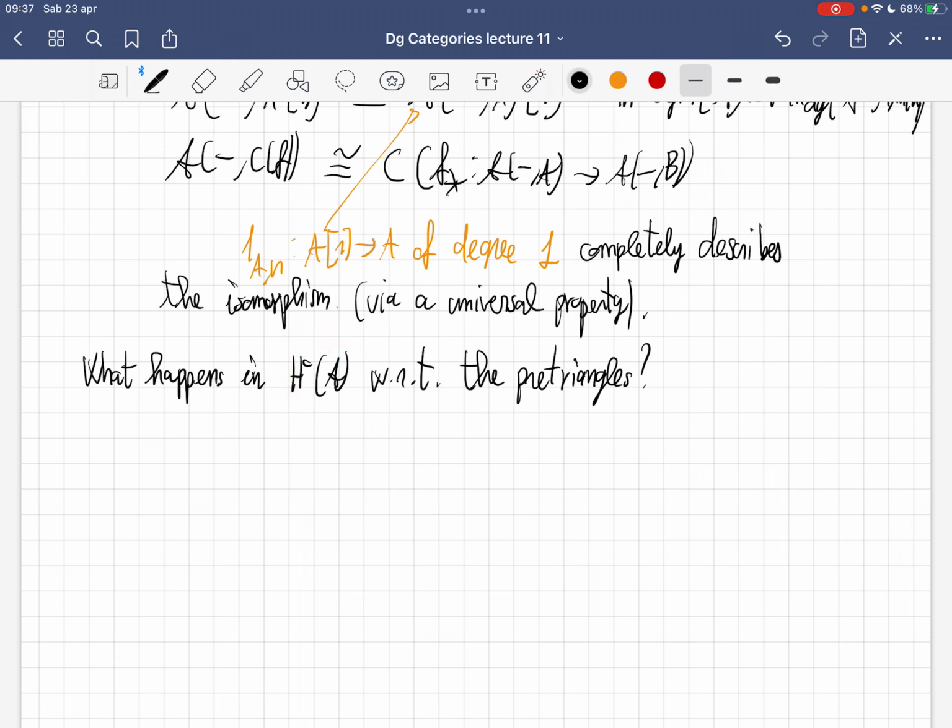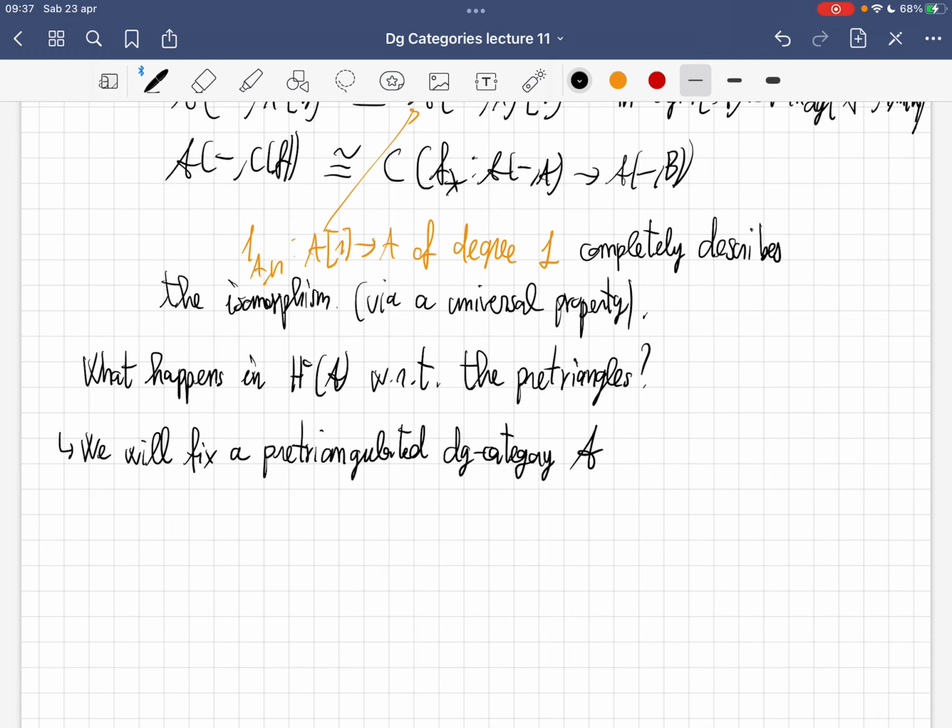So from now on, we will always fix a pretriangulated DG category A, and we call its homotopy category T. This choice of name has a reason: a little spoiler, T stands for triangulated.